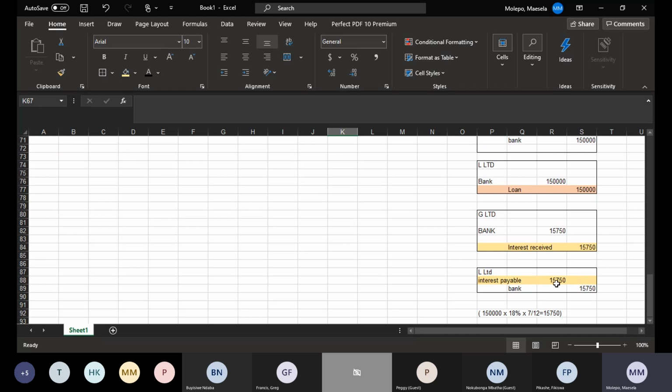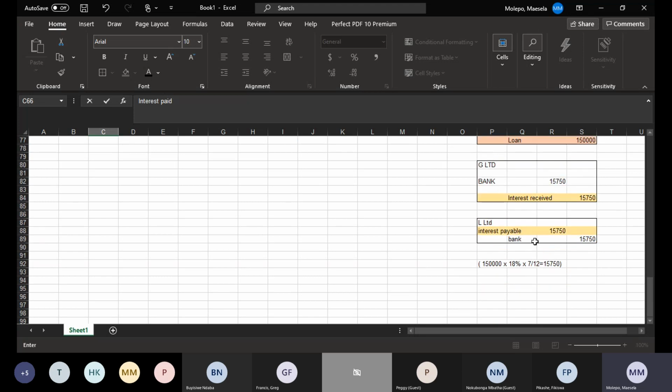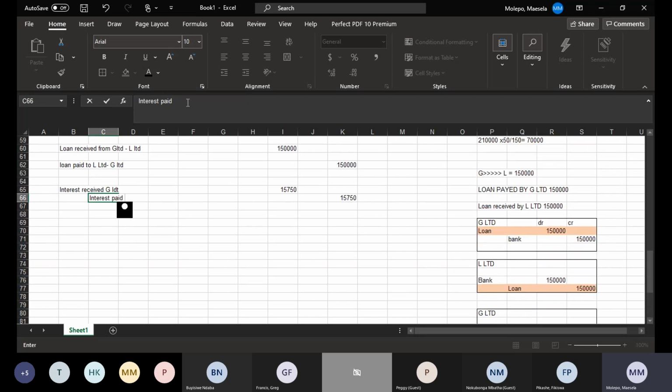The interest paid was on the debit. Now it's gonna go to the credit because of elimination. So here it will be the interest paid. The interest was paid by who? It was paid by L Limited. So we say interest paid, then we put L Ltd.